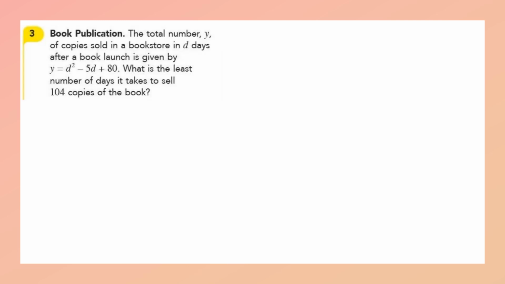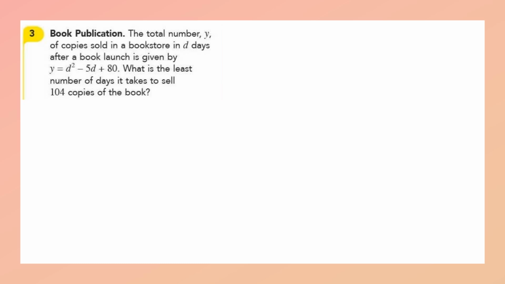All right, so now let's look at a problem sum. This one here is not exactly related to quadratic inequalities. This is more like quadratic factorization. If you look at the question, y represents the number of books that you can sell a certain number of days after a book launch, and there's an equation for you to calculate. You are asked to find the least number of days it takes to sell 104 copies of the book.